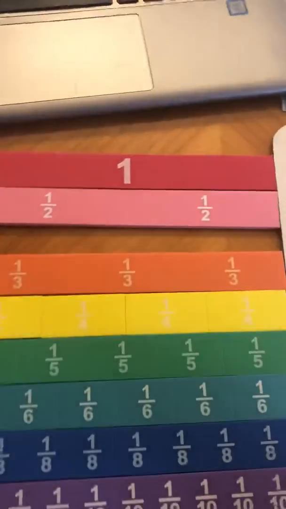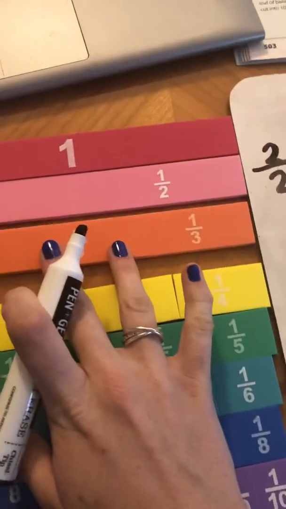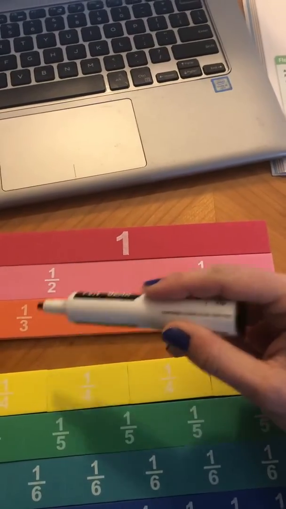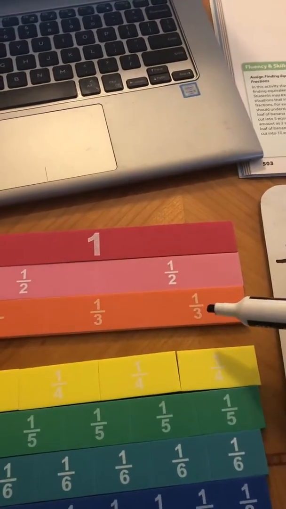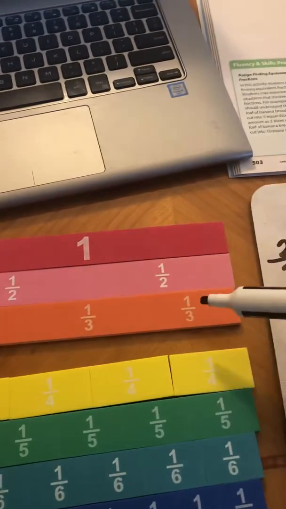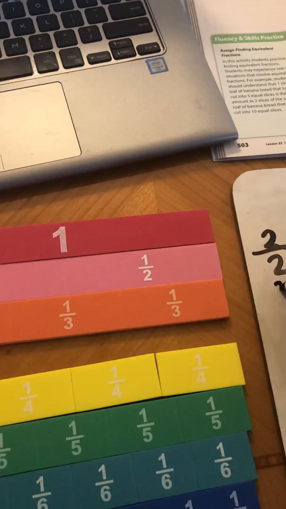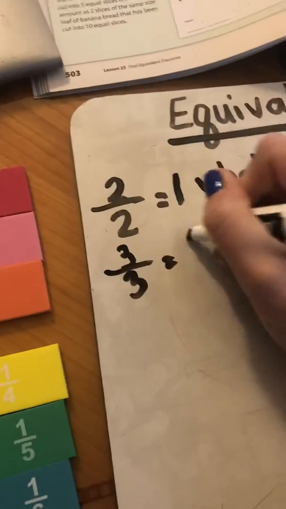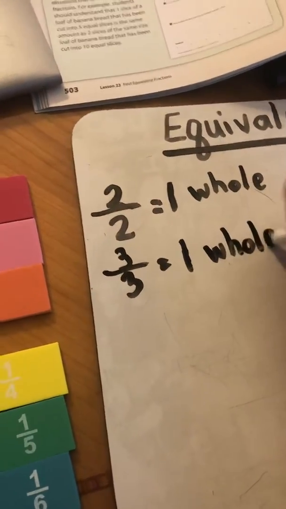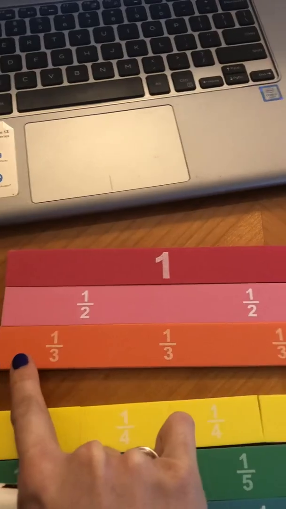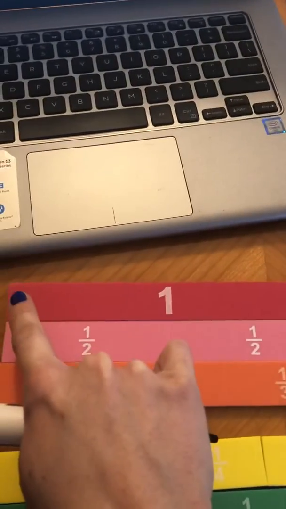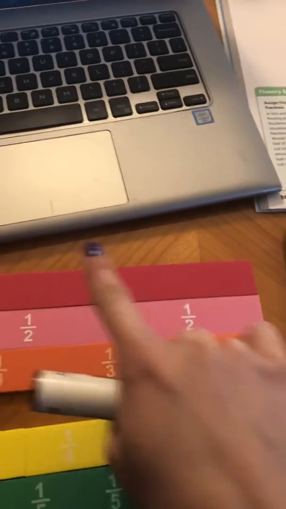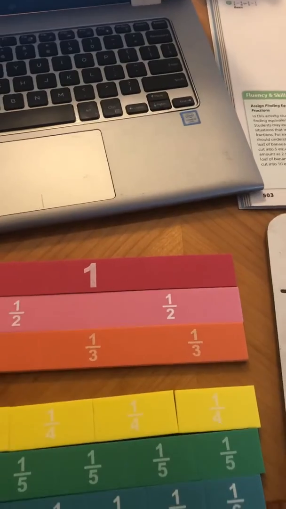Okay, so let's look at our thirds, our orange ones. How many thirds equal one whole? We have 1/3 plus 1/3 plus 1/3. 1, 2, 3 thirds. Again, same number on top, same number on the bottom. That again equals one whole. And if you see, this matches our red one whole. So 3 thirds, 2 halves, and 1 all have the same amount.